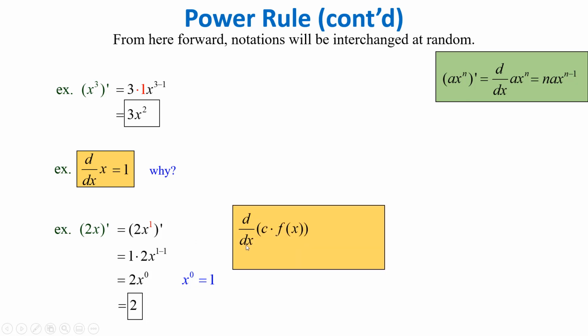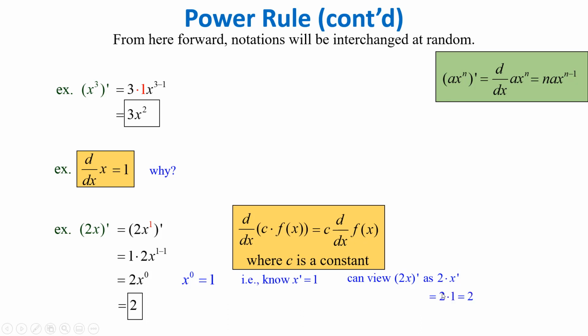The next thing to know is that if you're taking the derivative of a function times a constant, then its equivalent would be to take the derivative of the function and then multiply the constant into the derivative after the fact. Now, if we know that x prime is equal to 1, then we can look at this from a different angle. We can think of 2x prime as 2 times x prime. Again, just taking the constant and bringing it out in front and just taking the derivative of the variable. And then 2 would just get multiplied into x prime, which we know is 1. So therefore, again, the derivative of 2x is 2.